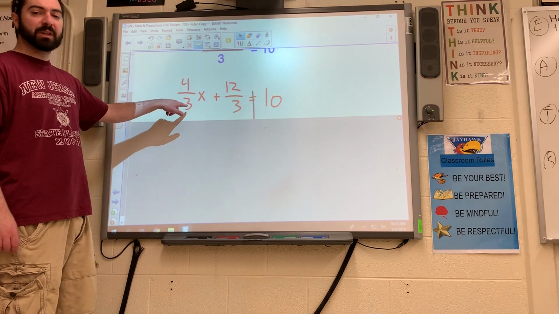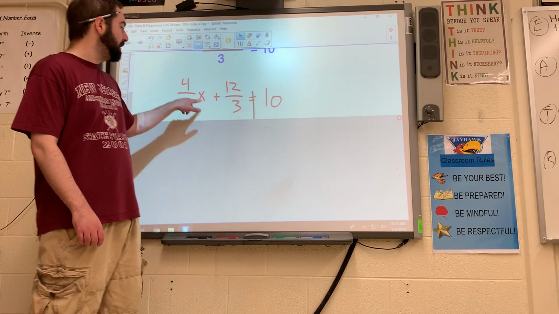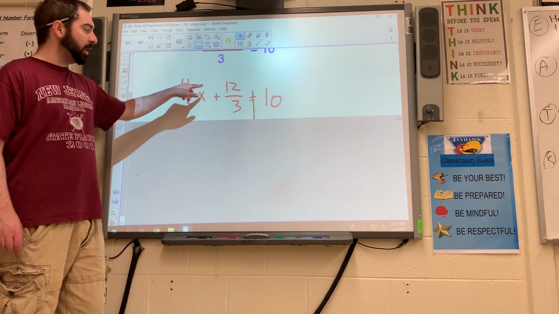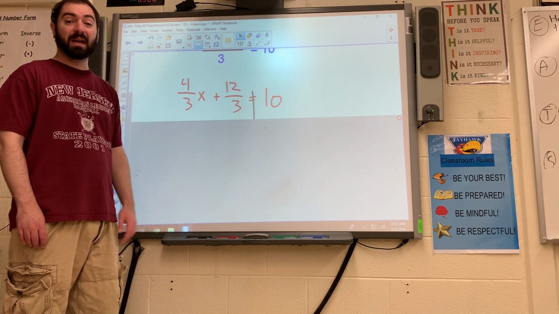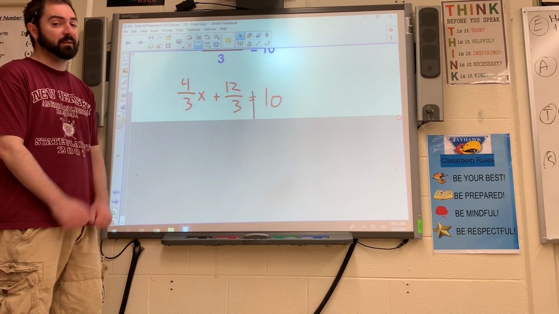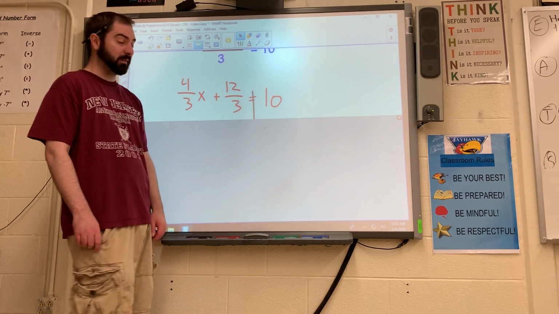Now, some people may put these in a calculator and reduce them down. 4 over 3 is really 1 1/3. 12 over 3 is really positive 4. But if you want to just leave them as is and deal with fractions, again, you have the use of a calculator, so it should not be that difficult.